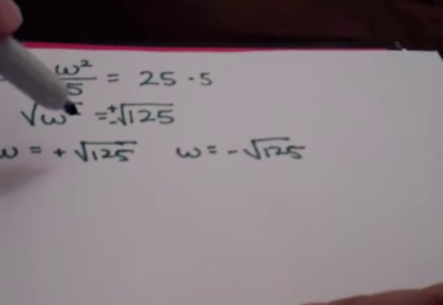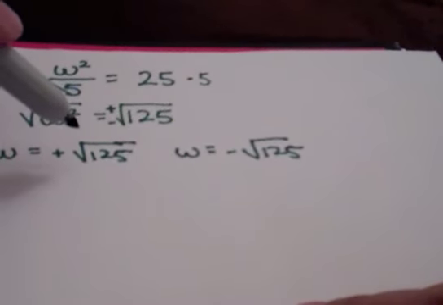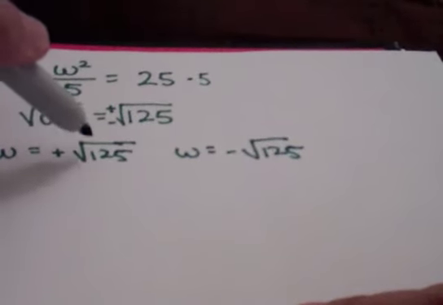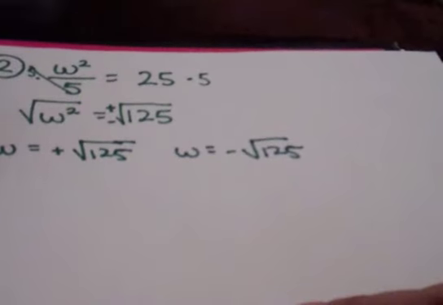So there is no perfect square for 125. There's no whole integer that you can multiply by itself to get 125. But what we can do without a calculator is to break this up into its factors and see if there's a perfect square amongst any of those factors.